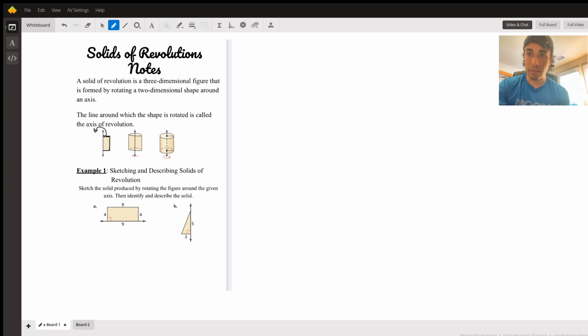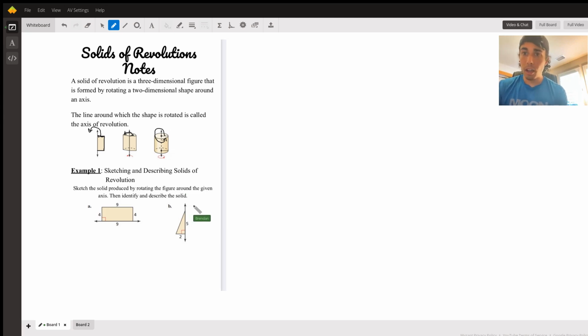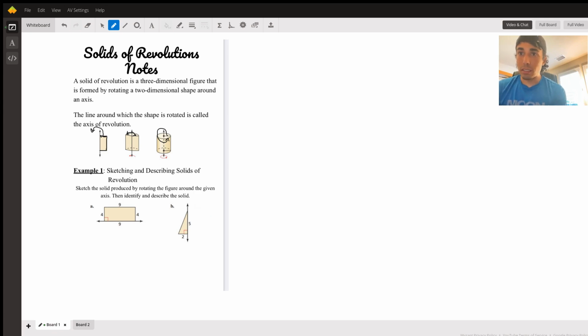See, it's like I've taken this rectangle and I've spun it around almost halfway. And here we've spun it all the way around. So the idea is if I take that rectangle and spin it all the way around, it is going to make a cylinder. Again, if it's hard for you to visualize this, this is what those other YouTube videos that I'm going to attach will be for.